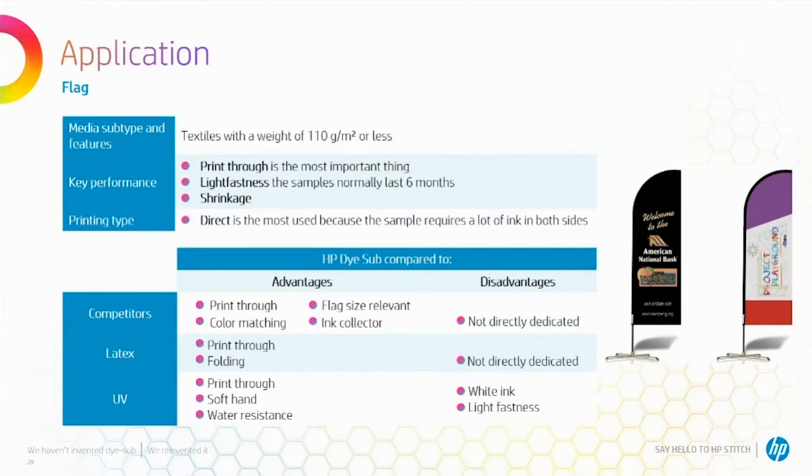So with that being said, a lot of people like to print to see the same image on both sides, but being able to utilize our ink collector system, which actually allows the ink to jet through the material. And so when you sublimate it, you see both sides.